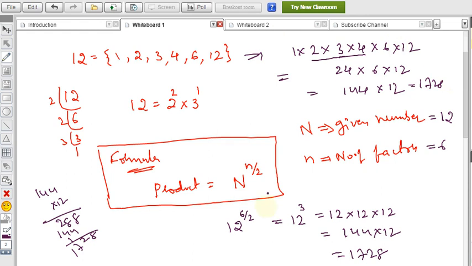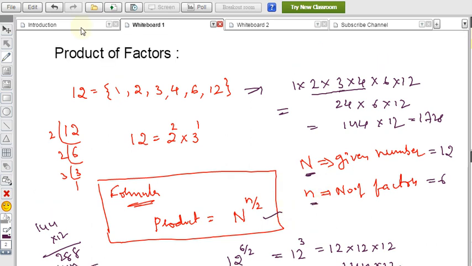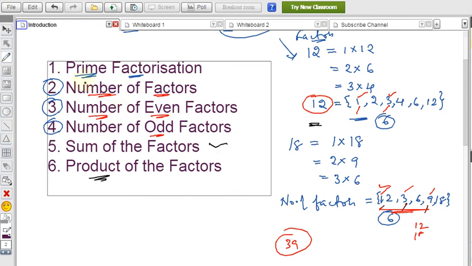So this is the formula: capital N to the power small n by 2. Capital N is the given number and small n is the number of factors. The number of factors formula, we explained previously, no? So what we use here, you can apply. Then we'll get the sum of the factors and the product of the factors also.